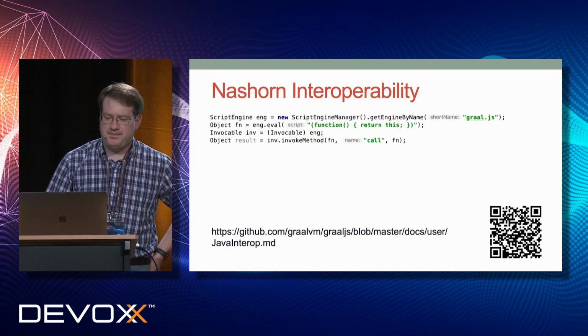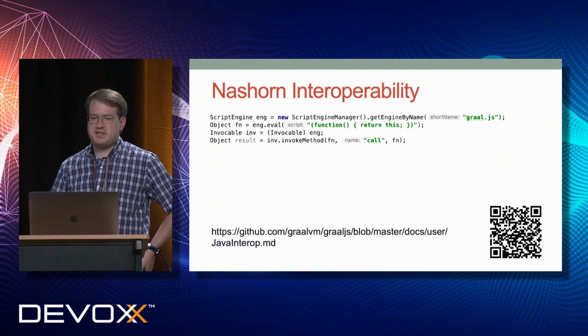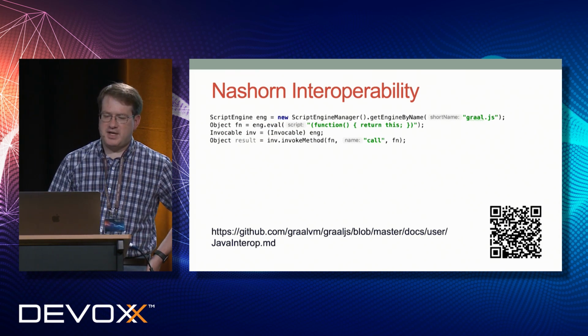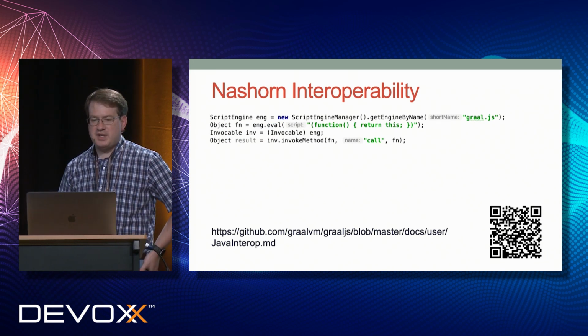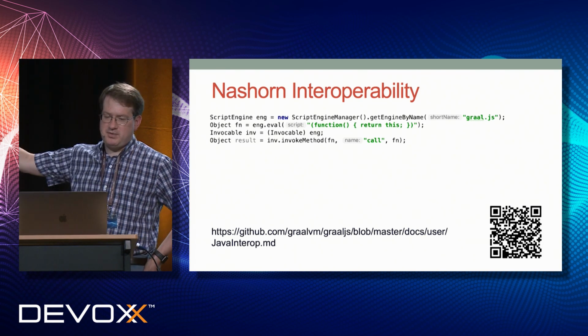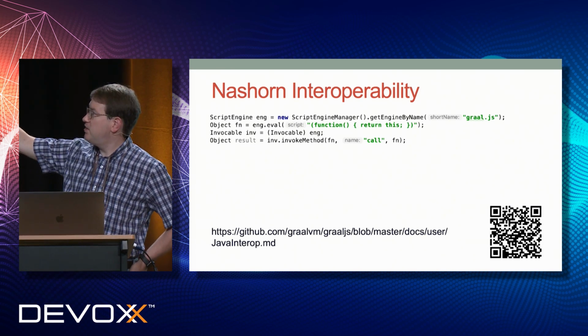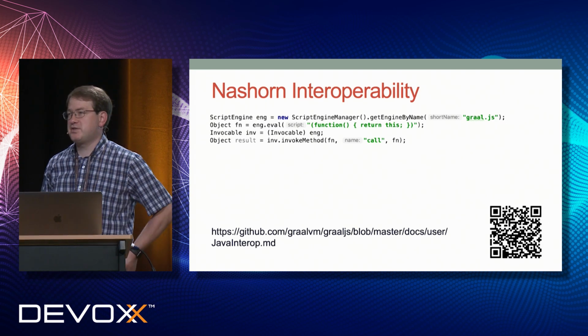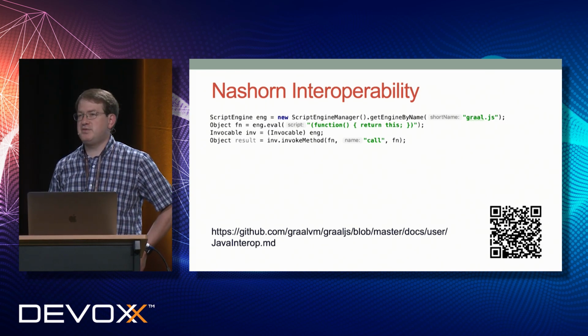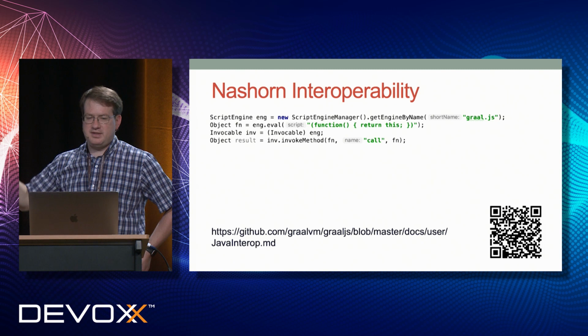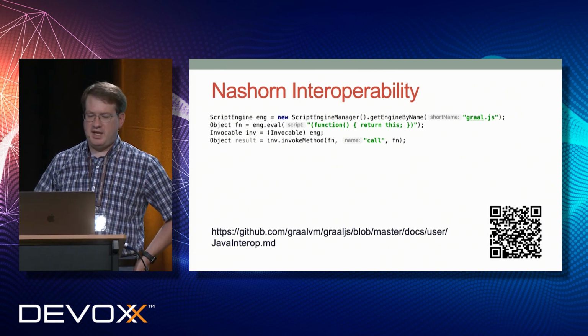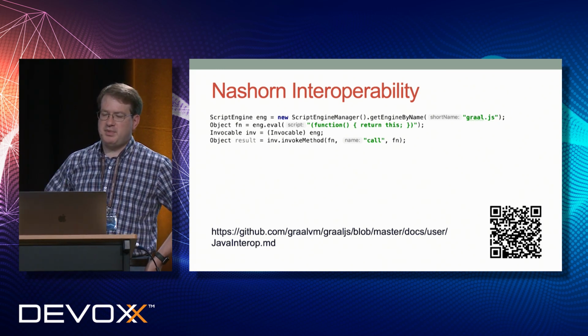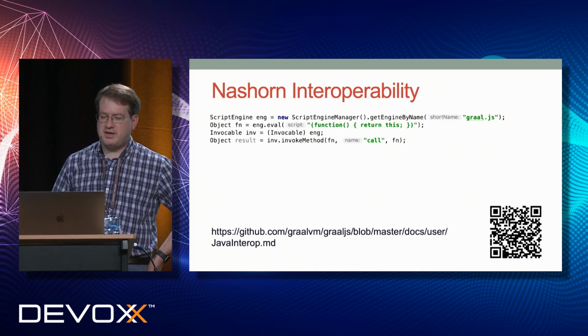There's also, because Nashorn is being deprecated, Nashorn interoperability. So when you get the scripting engine, you can specify that you want the Graal JS script engine. So you can continue to use the standard JavaScript API that Java has had for a while, but have Graal underneath the hood performing the JavaScript code.